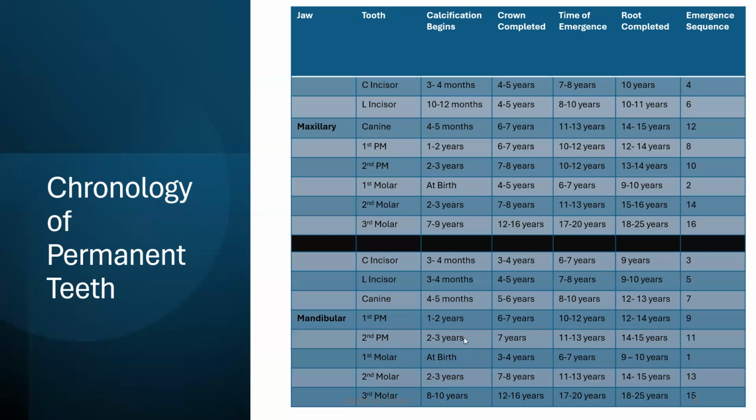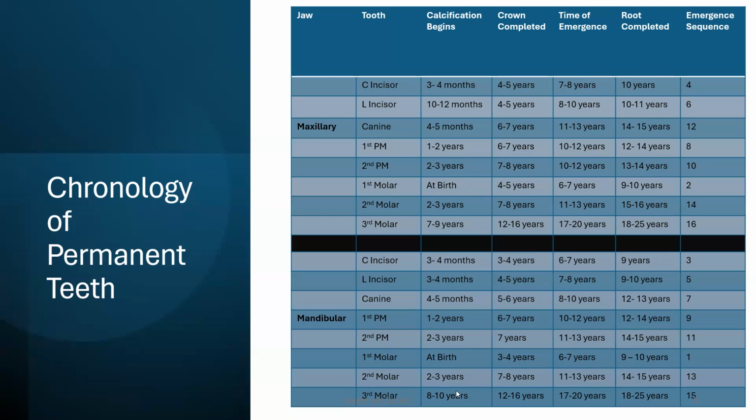Second premolar: initial calcification starts at 2 to 3 years after birth, and the crown is completed when the person is 7 years old. Time of emergence is 11 to 13 years. Root is completed at 14 to 15 years. First permanent molar mandibular: calcification starts at birth, the same time as the maxillary first molar, and the crown is completed at 3 to 4 years. Time of emergence is 6 to 7 years. Root is completed at 9 to 10 years.